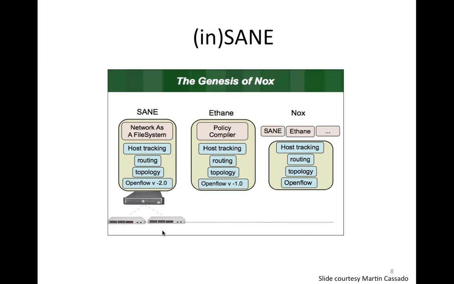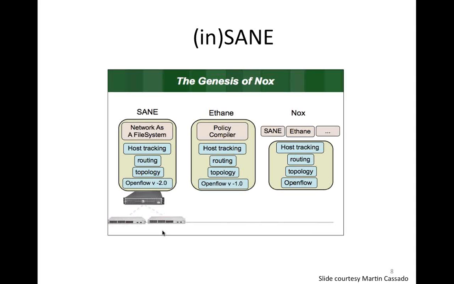I like this slide because it came from Martin Casado, who was, at the time, a grad student of Nick McKeown at Stanford, and his other advisor, Scott Shenker. As part of his PhD program, Martin built this thing called SANE, Security Architecture for Network Environments. You can imagine what it is, right? It's sort of a controller.